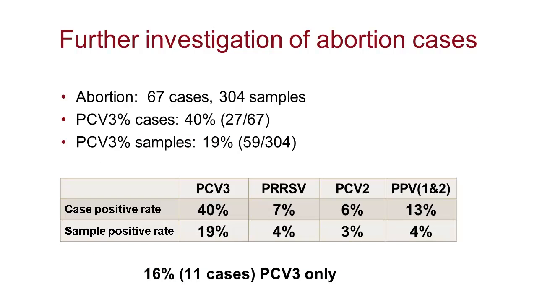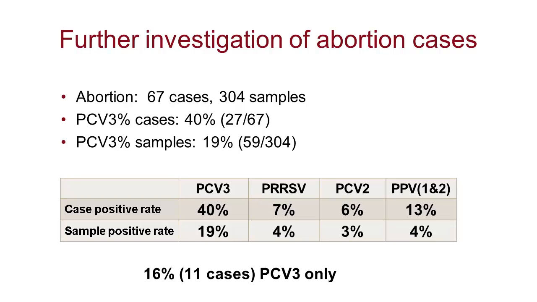For example, PRRS, parvo, PCV2, etc. And then we categorize those individual infections and co-infections. So PRRS has 7% positive in those abortion cases. PCV2 is 6% and parvo is 13%. But once you eliminate the co-infections, we still have 11 cases that have PCV3 infection only, which may give some clue that PCV3 may have a role in abortion.